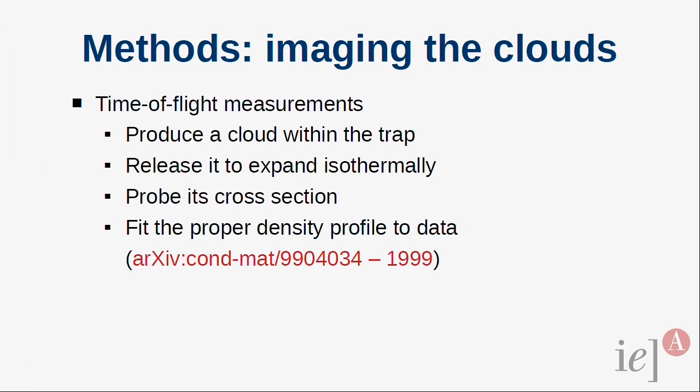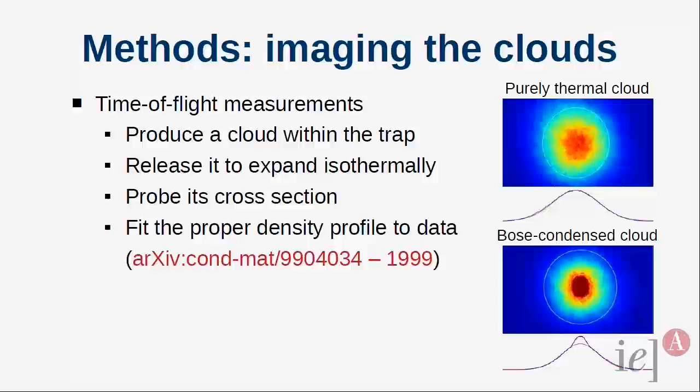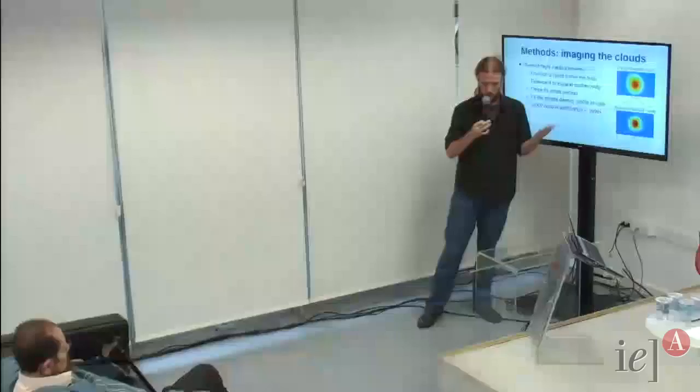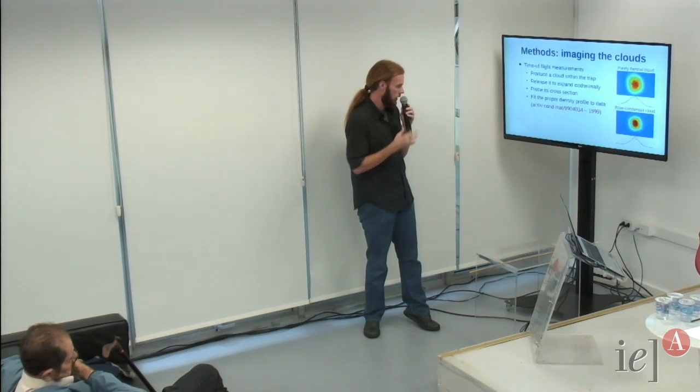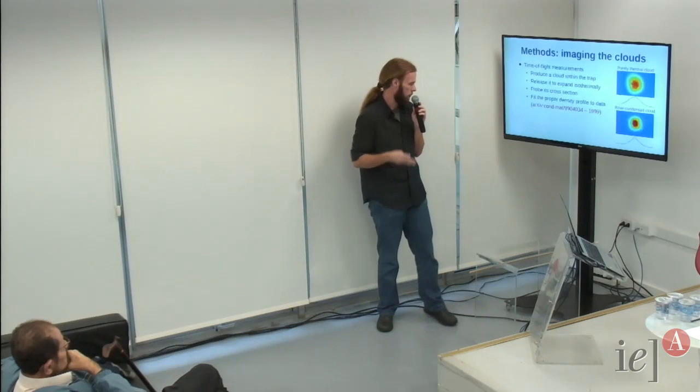So we fit the proper density profile to the data. This is the typical profile for purely thermal clouds: we have just a Gaussian profile that obeys the Maxwell-Boltzmann distribution. In the case of a Bose condensed cloud, there appears among the Gaussian profile this parabola profile that comes from the Thomas-Fermi theory, and this is of course the profile of the Bose condensed atoms.